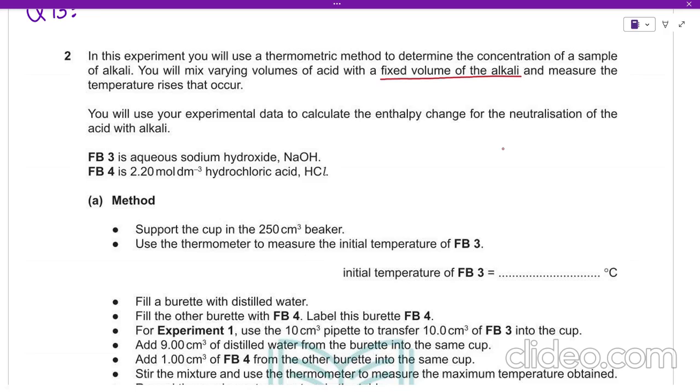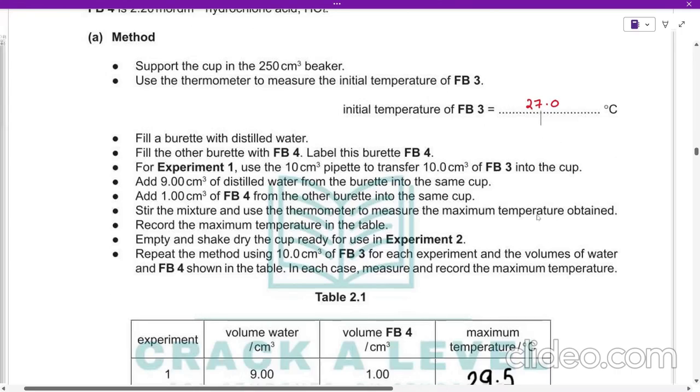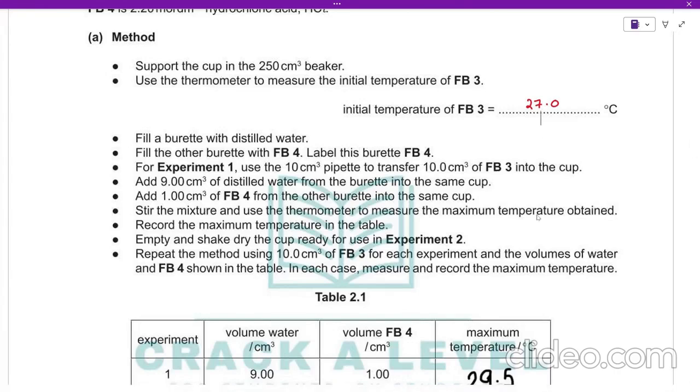Support the cup in a 50 cm cube beaker and use the thermometer to measure the initial temperature. Okay, so let's take it as a room temperature, 27.0. You have to include the 0 to show the precision of the thermometer. The thermometer can give you 27 as a whole number or like 27.5, okay, not like 27.1 or something like that, but 27.5 or 27.